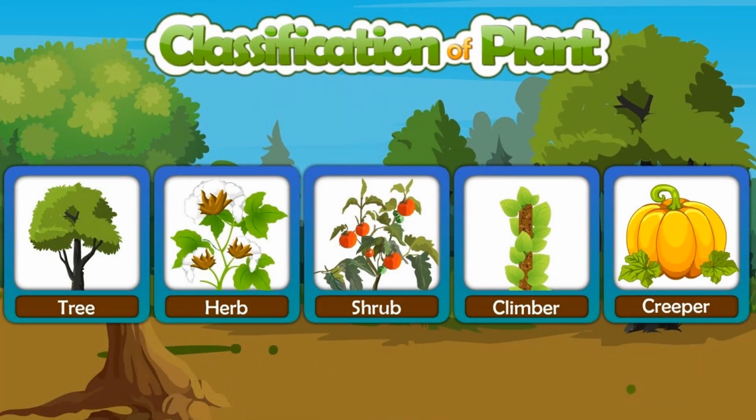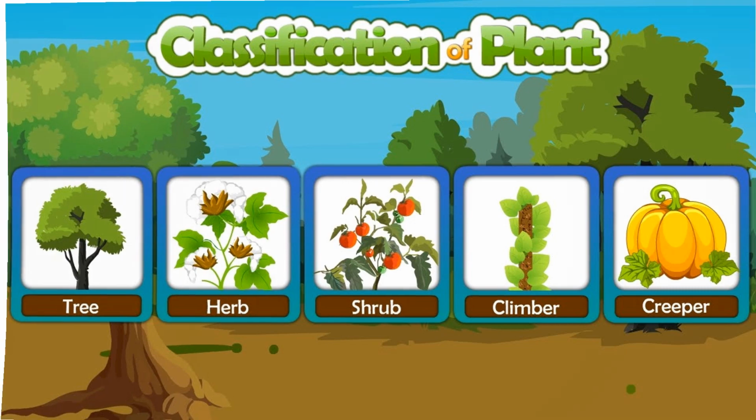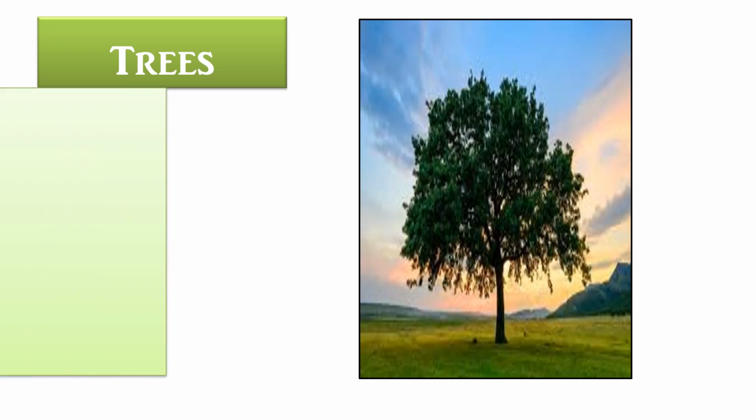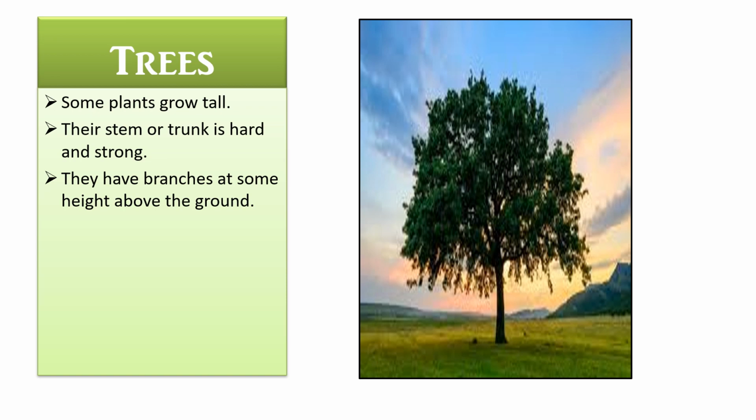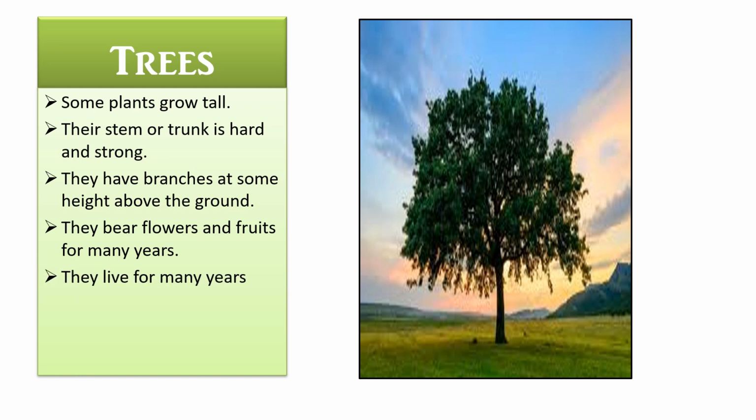Now let's see classification of plants in detail. Trees. Some plants grow tall. Their stem or trunk is hard and strong. They have branches at some height above the ground. They bear flowers and fruits for many years. Example, mango tree, neem tree. They live for many years.